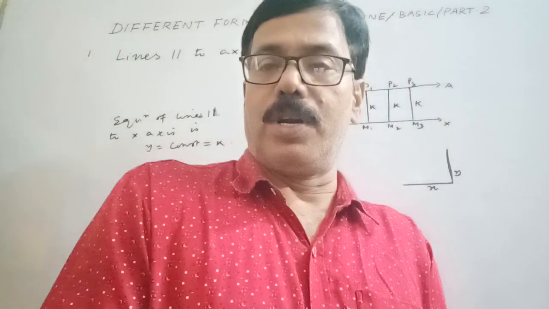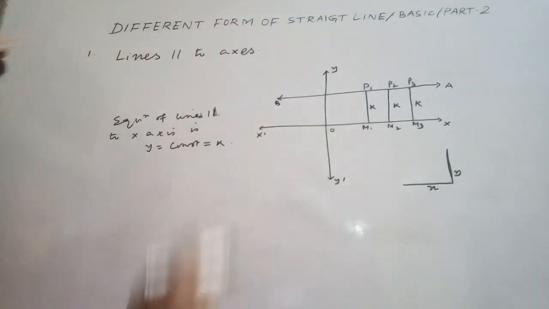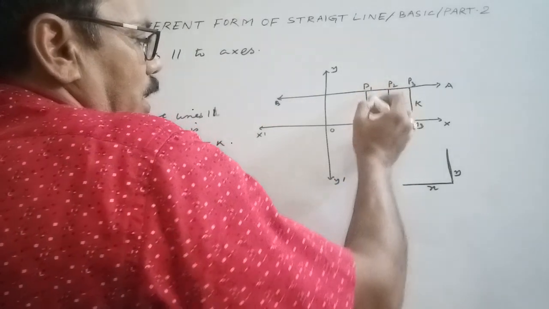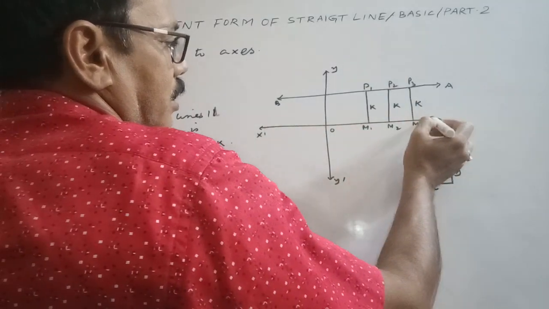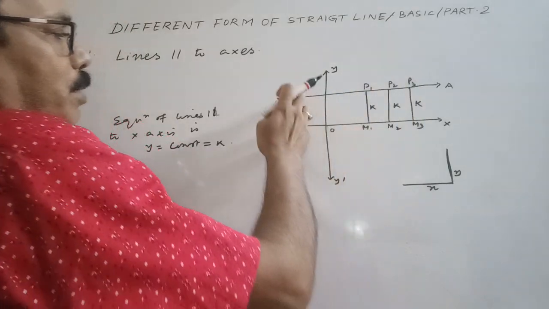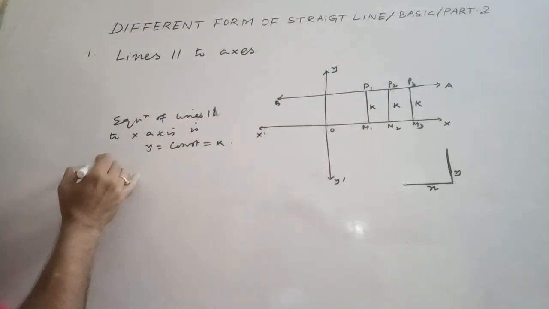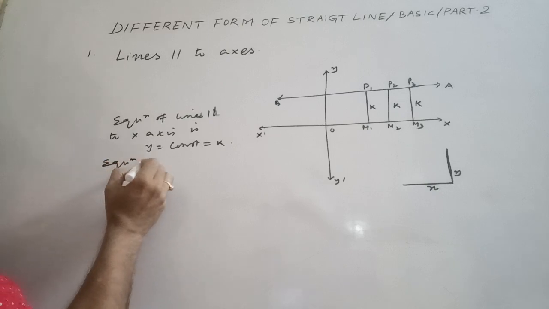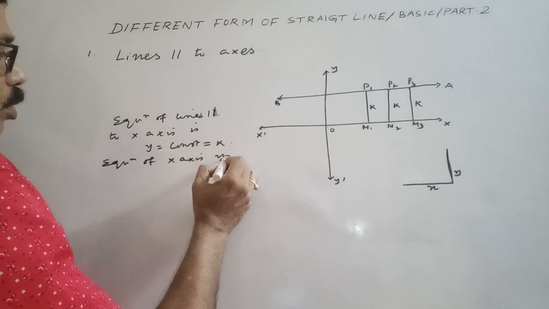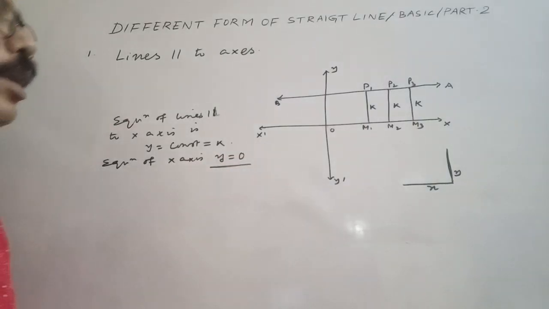But when one condition is given, you get a unique line. You can find k. Now, if AB coincides with x-axis, then k equals to 0. So AB will be x-axis when k equals to 0. So the equation of x-axis is y equals to 0. All of you know it.